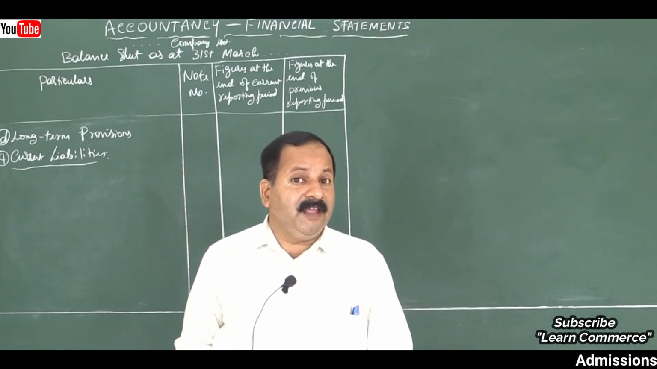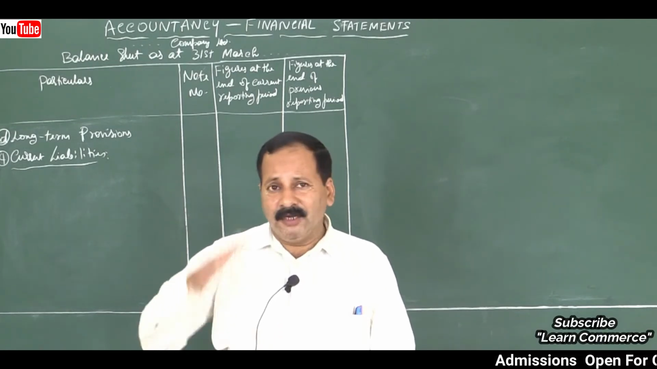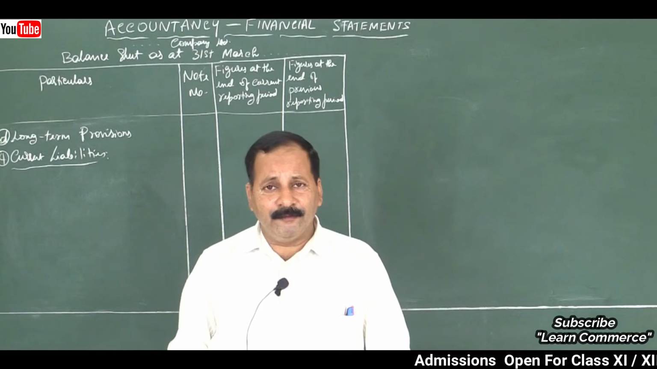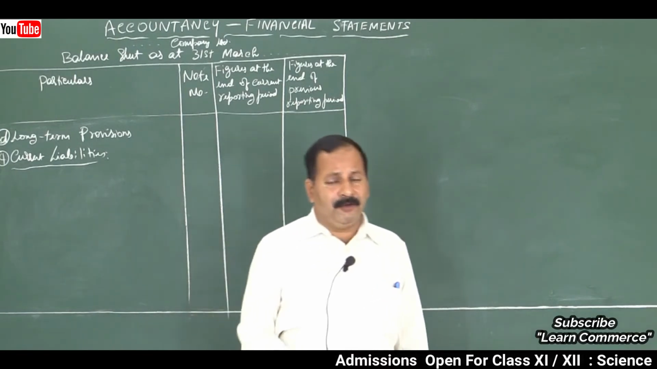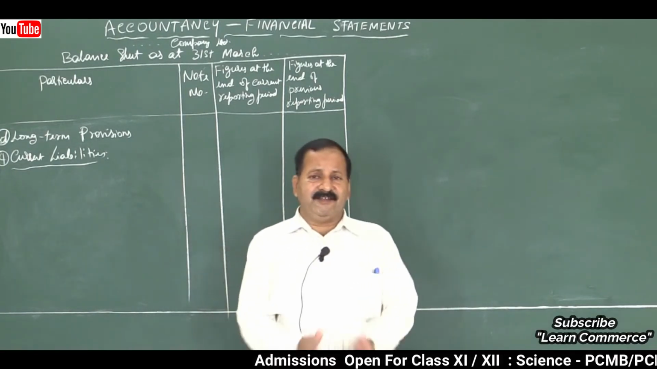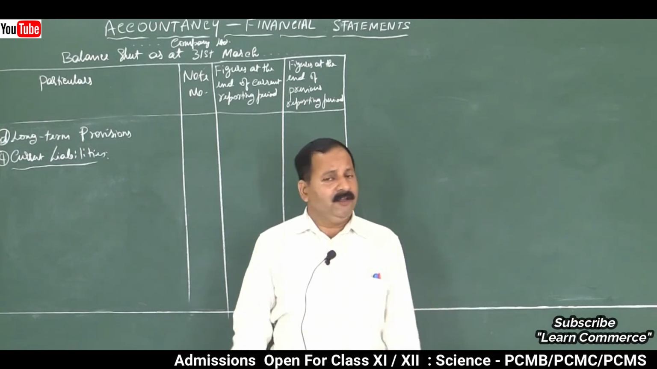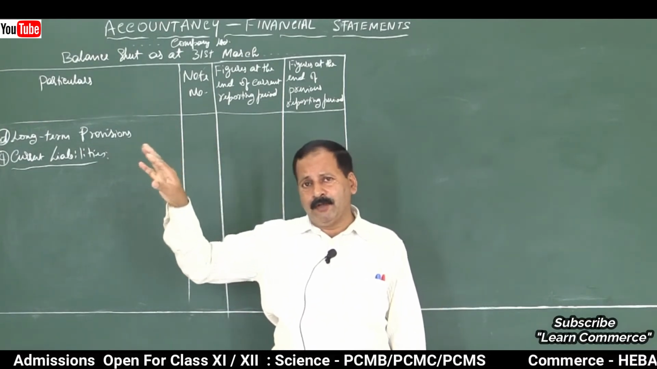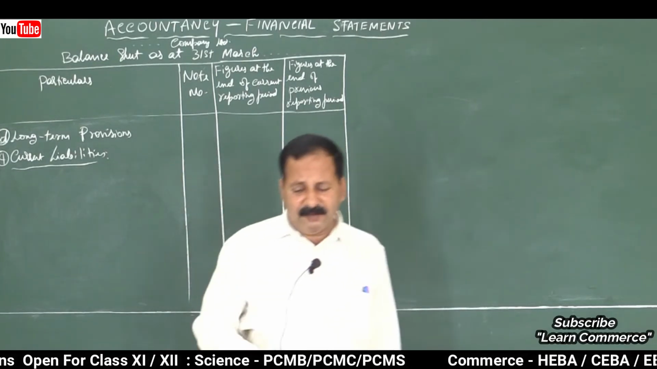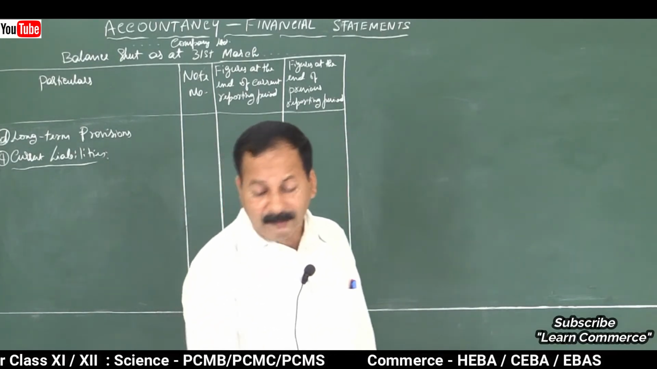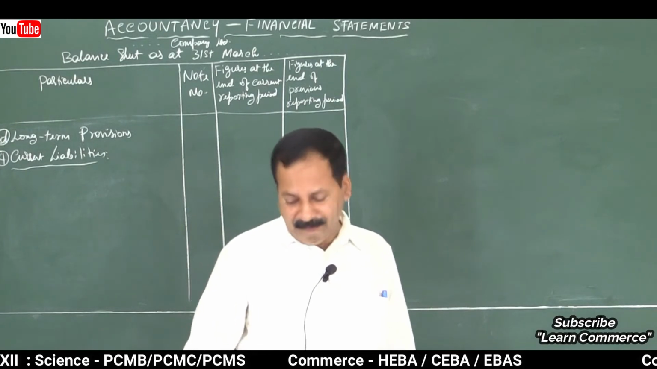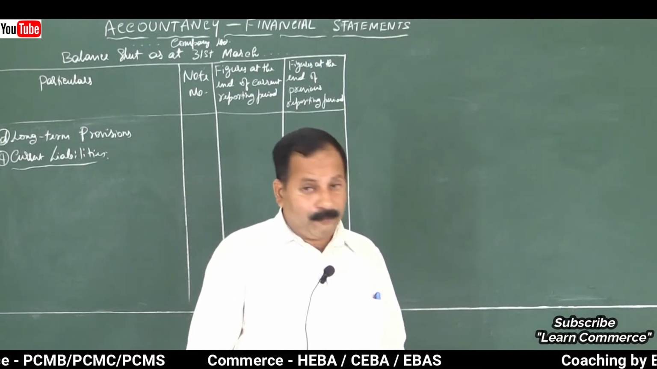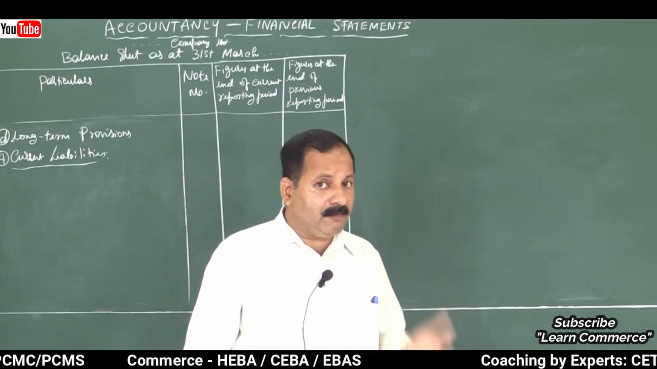Clear? Mostly they will not ask you to assign imaginary figures. If it is asked, then you have to assign imaginary figures, otherwise no need for that. Simply you can put XX in the amount column, or need not put anything, simply write the items only in the particular column. That's what you have to do. Clear? It will be asked for 5 marks, a practical oriented question.